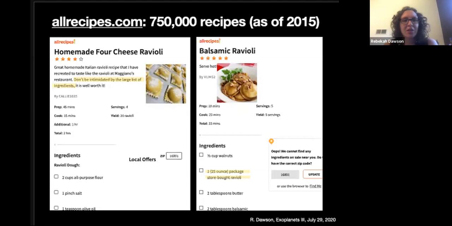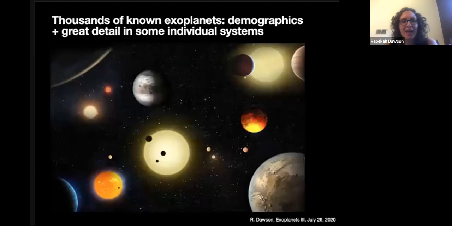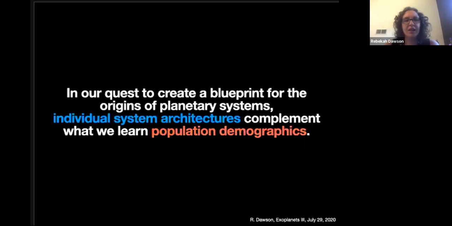So how can we determine how the ravioli was made and why some systems have ravioli and others have hamburgers? We now know of thousands of exoplanets, and this gives us both population demographics and great detail on some individual systems. So today I'll review how, in our quest to create a blueprint for the origins of planetary systems, individual system architectures complement what we learned from population demographics.